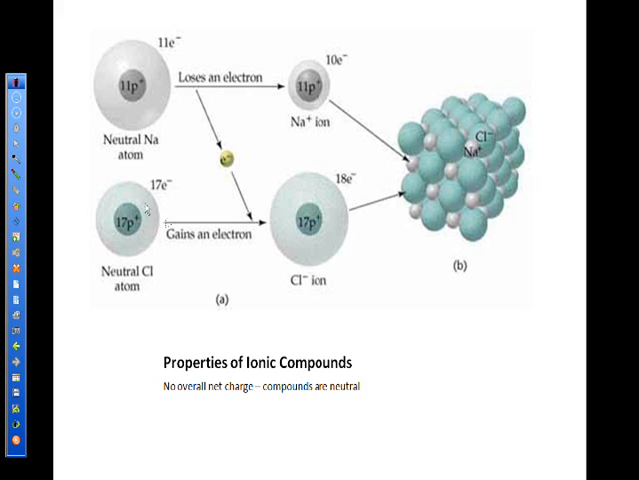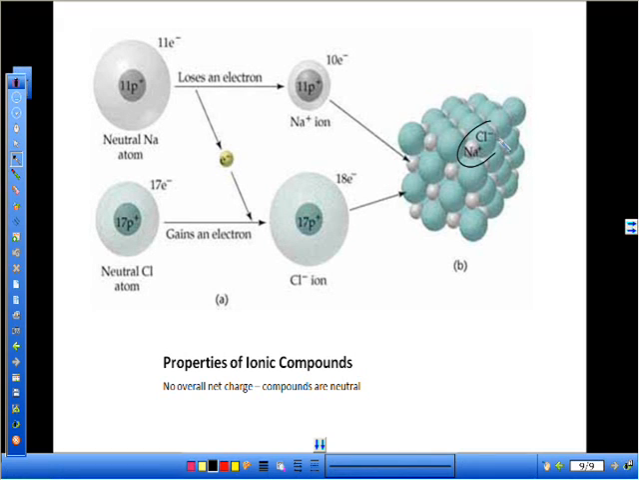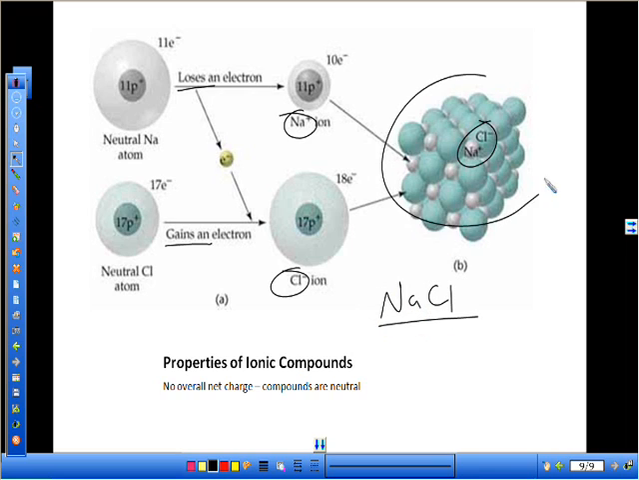There is no overall net charge. Compounds are neutral, and again, it's because there's an equal number of sodium and chlorine in these crystal lattice structures, so they all cancel out. And again, this just shows you why the cation will lose the electron, the anion will gain the electron, and we get our positive and our negative. Okay, this is the formula unit, or the unit cell. This is the main building block, but it actually exists as this crystal lattice structure.